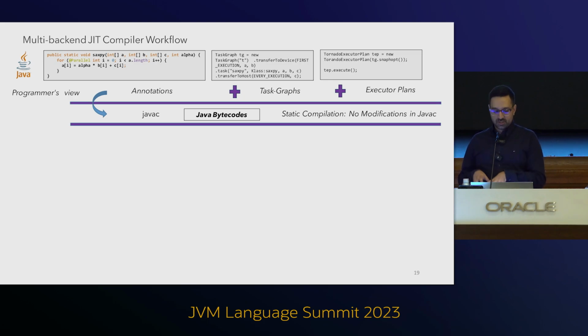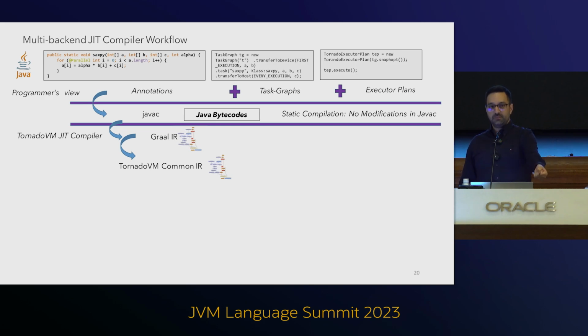We use Graal. So the first thing we do is we call Graal to say, give me the Graal IR representation, the intermediate representation, for each method that I want to offload. And then we start manipulating that graph. In a sense, the Tornado IR, the Tornado intermediate representation, is a superset of the Graal IR. We have a lot of new nodes, new compilation phases, and so on.